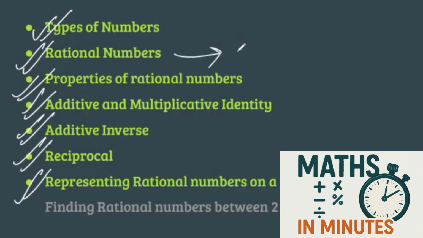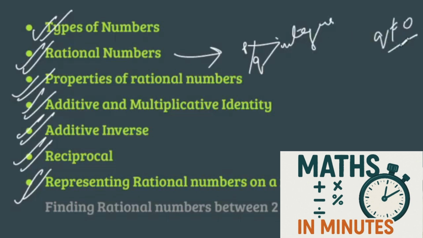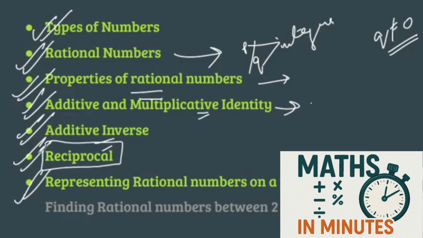Rational numbers are those numbers which can be written in the form of p upon q, where p and q are integers, but q, that is the denominator, should not be equal to 0. Right? Properties of rational numbers: we have seen closure property, commutative property, associative property and distributive property. Additive identity means 0. Multiplicative identity means 1. Additive inverse means just change the sign of the original number. Reciprocal means when you take the reciprocal of a number. For example, 3 into 4 upon 3 will give you 1. Right? 3 into 1 upon 3 will give you 1.